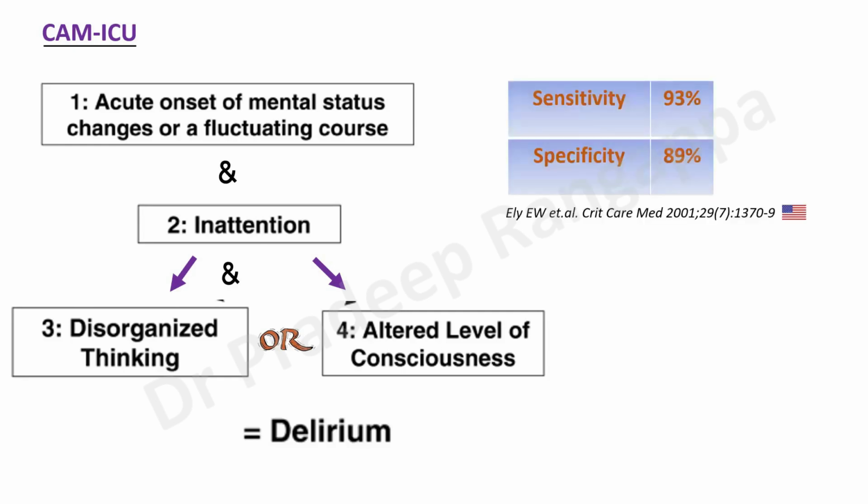There's a study which says the sensitivity is very good at 93% and specificity is 89%. So it has a good sensitivity and better specificity than the other score, the Intensive Care Delirium Screening Checklist. This is much better. So very simple: acute change in mental status with inattention, with disorganized thinking or altered level of consciousness is equal to delirium.